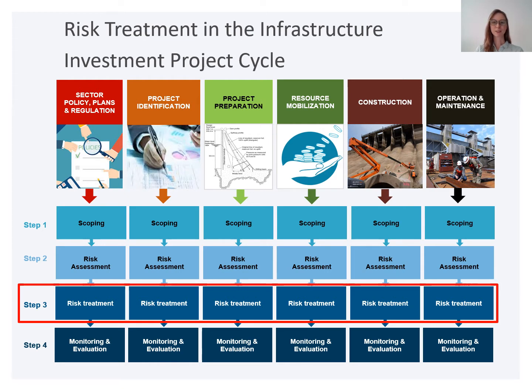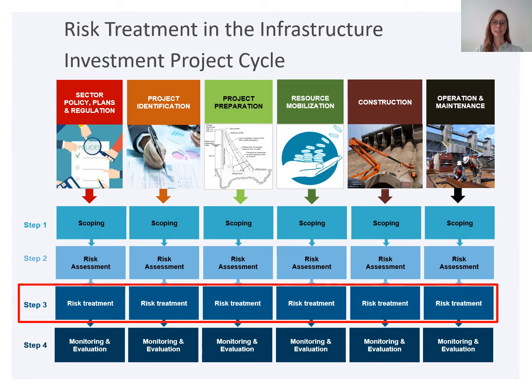So during the sector policy plans and regulations phase, risk treatment may include identifying and selecting measures to adjust plans and policies, such as indicators or activities, according to the identified risks. In the project identification phase, climate risk treatment may look like selecting the most appropriate project site or identifying and selecting measures that enhance and ensure resilience framing for the project development. In the project preparation phase, risk treatment may mean identifying and selecting measures for climate resilient budgeting, design, and operation and maintenance of the infrastructure investment.